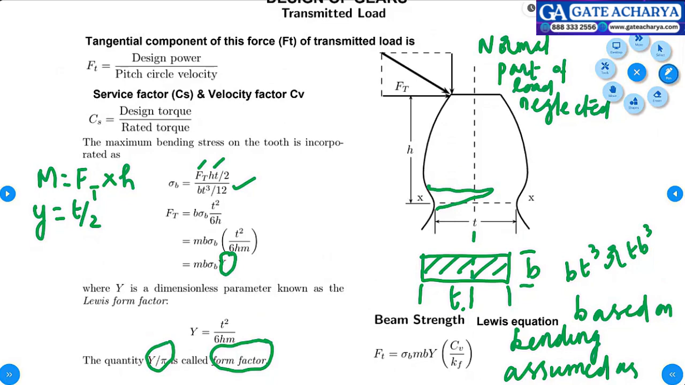Design torque, when you say design value divided by rated value, most probably it will be greater than 1 only. Rated value means what the maximum machine can withstand, nothing but the load that we are going to get. Design value means the ultimate value, yield value. So when you divide, obviously it will be greater than 1.